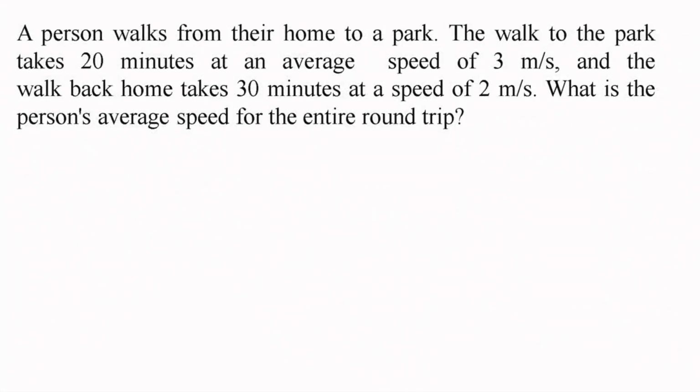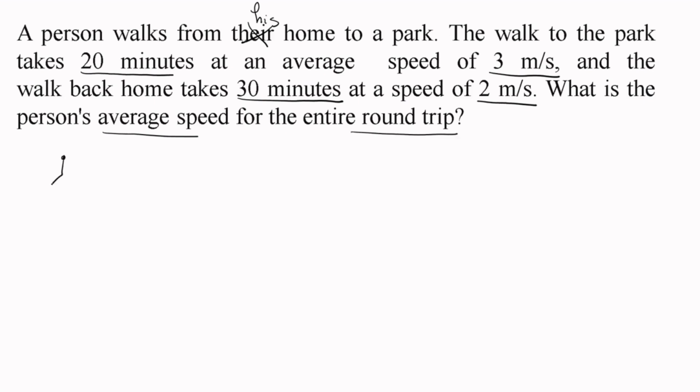A person walks from his home to a park. The walk to the park takes 20 minutes at an average speed of 3 meters per second. And the walk back home takes 30 minutes at an average speed of 2 meters per second. What is the person's average speed for the entire round trip? So it wants the average speed for the whole route, right?